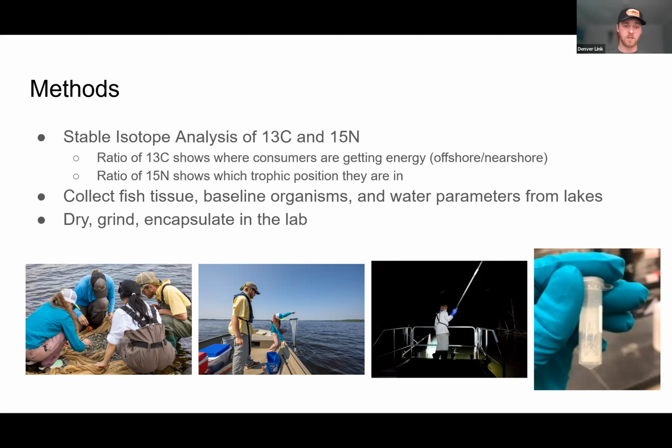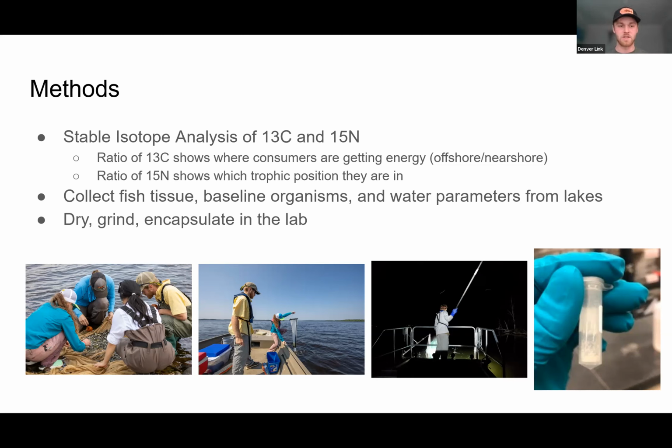In order to do this, we collect fish tissue, we collect baseline organisms, and other water parameters from the lake. So we really need to establish what is that baseline phytoplankton or zooplankton in the pelagic area. What are their baseline numbers so that we can compare the walleye and perch to, so that we can really see. And then also, again, from the littoral area, what are those macro inverts baselines so that we can compare and really tell where the walleye are pulling their energy from in that carbon source.